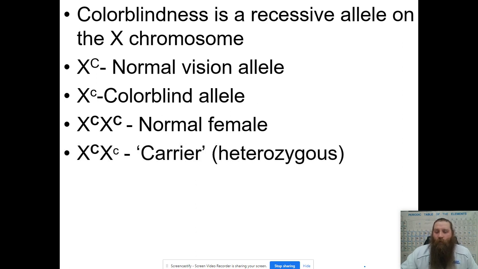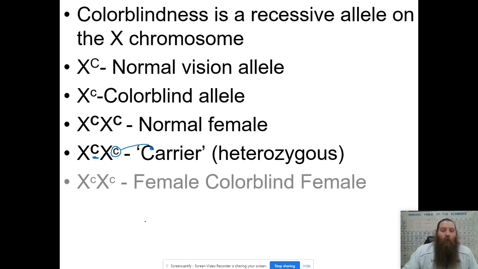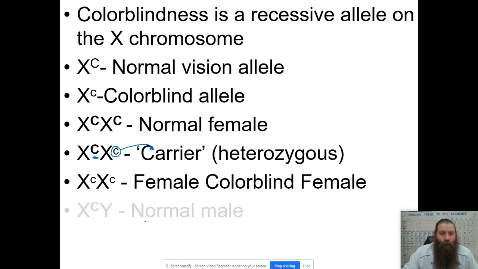So a carrier means this female is not colorblind because she has the dominant regular normal vision allele, but she is a carrier, meaning she could pass on the colorblind allele to her offspring. If you have a colorblind female, you would have to get 2 copies of the recessive colorblind allele on your X chromosome, one from mom, one from dad. So dad would have to be colorblind and mom would have to be a carrier.